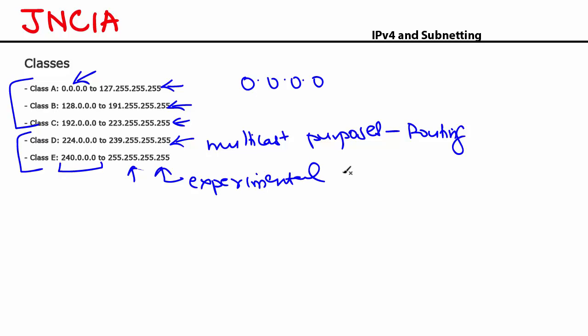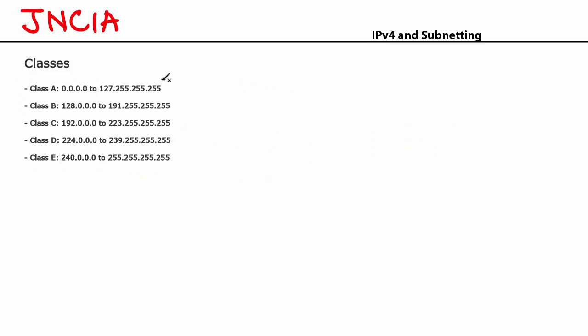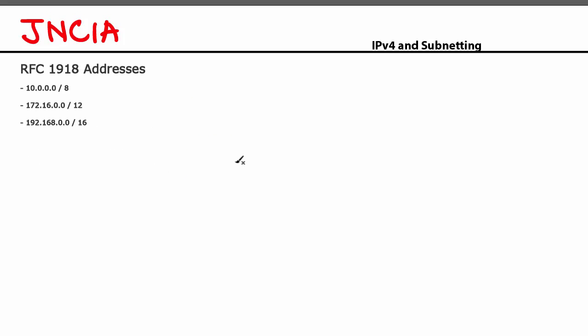That's about the 5 different classes of IP addresses. It is always a good idea to remember the ranges of these classes of IP addresses, not just from an examination standpoint, but also because being a network engineer, it's really important that you know the basics like classes and RFC 1918 addresses. Let's dive into RFC 1918 addresses. RFC 1918 talks about private IP addresses.